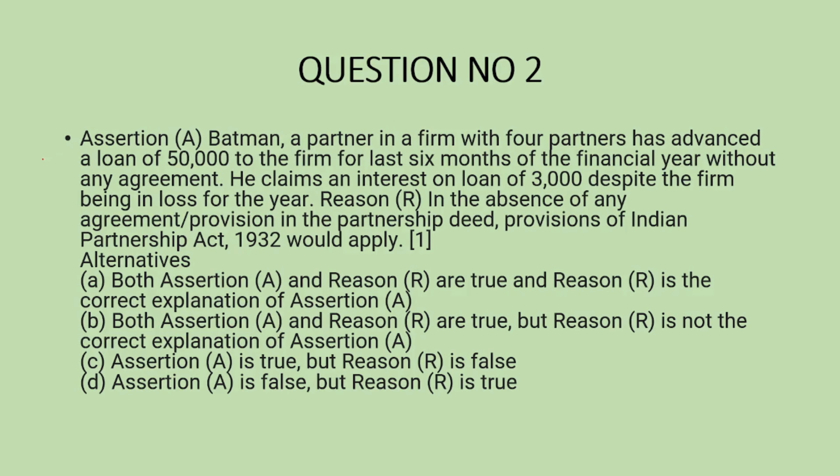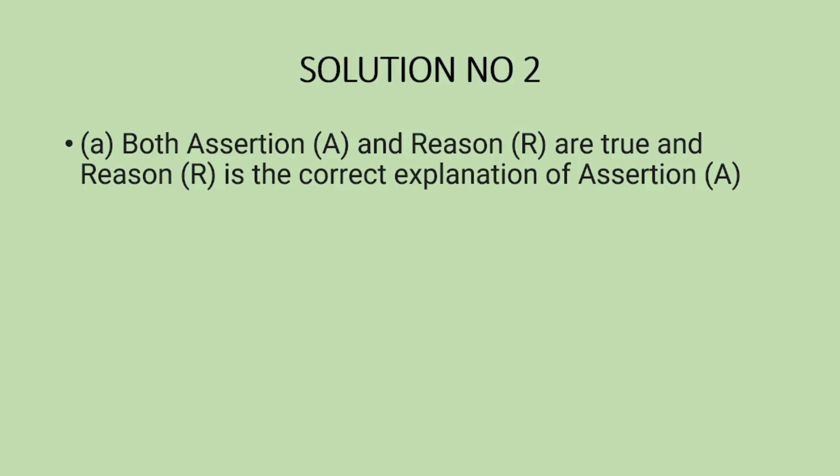So read this correctly, properly, with a detailed explanation of the entire thing, and you will see that A, that is both assertion A and reason R are true, and reason R is a correct explanation of assertion A, will be the correct answer.